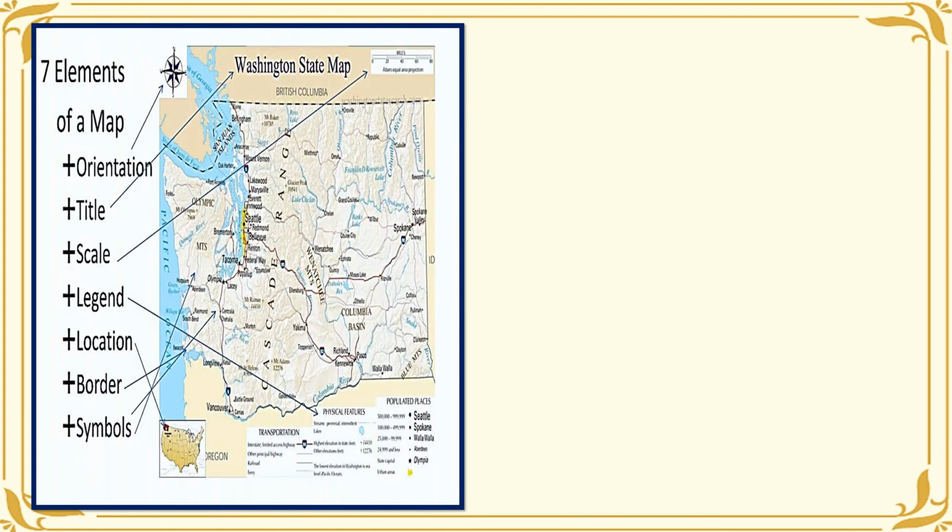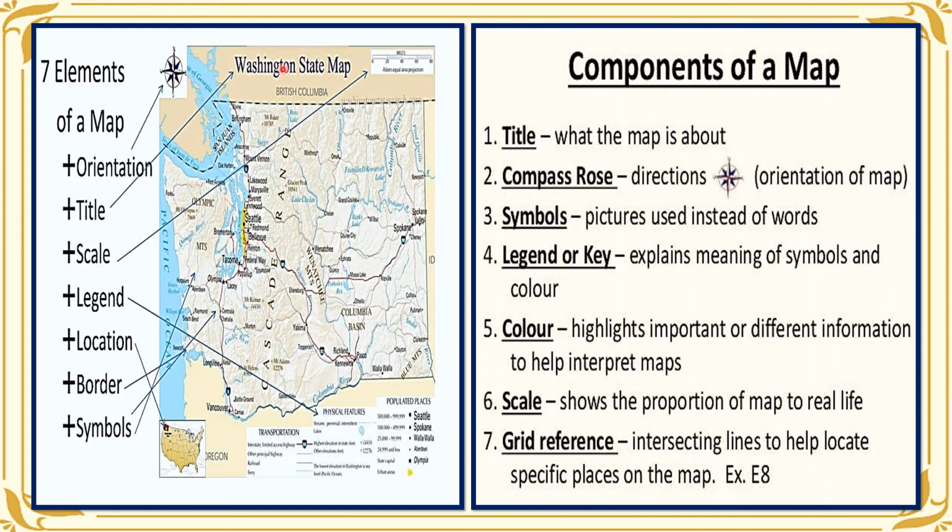Now, class, let us study about the 7 elements of a map. So the first one, we have orientation, title, scale, legend, location, border, and symbols. So these 7 elements of a map is not in your social studies book class. So you have to really look at this one and really have to understand what it means. So let's study the components of a map one by one.